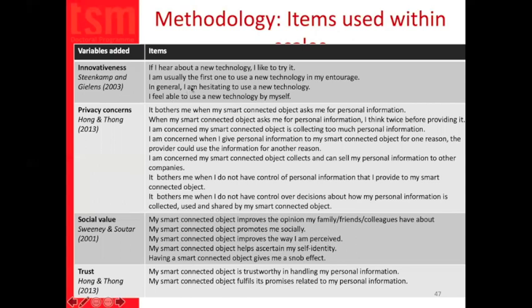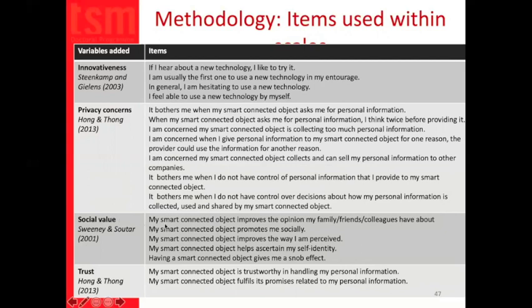Innovativeness is an established scale too. If I hear about a new technology, I like to try it. I'm generally the first to use it. Then privacy concerns, from Hong and Tong. It bothers me when smart connected objects ask for my personal information. I'm concerned if they ask for too much information. I'm concerned if the information is sold to other providers. So you can see here some items.